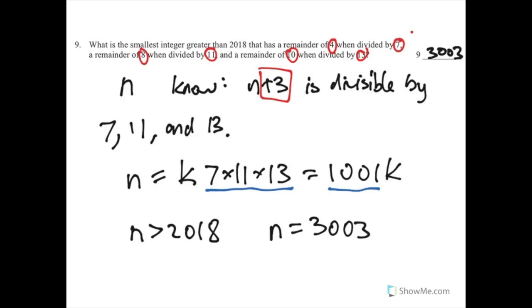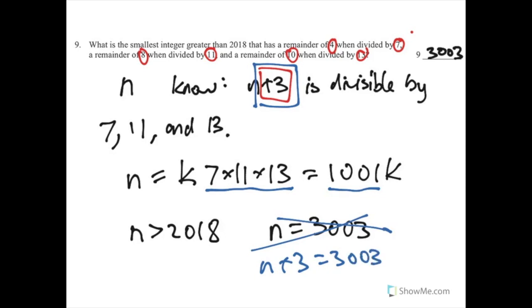So what did I do wrong here? This is something that's really easy to miss. Basically, I forgot about the plus 3 over here. We have that n needs to be greater than 2018. That's still correct. But n is equal to 3003, that's wrong. n plus 3 is equal to 3003. And so this is something that's very easily forgotten. And the final answer is 3000.